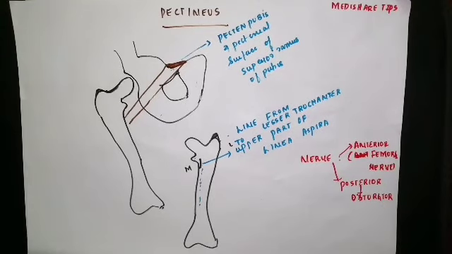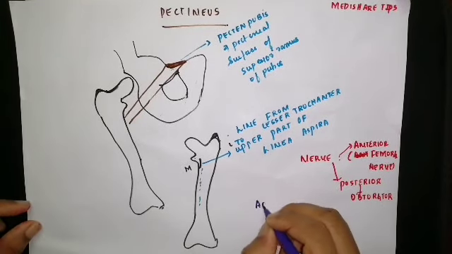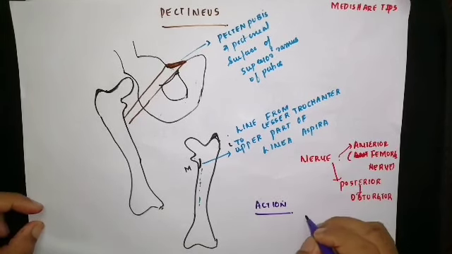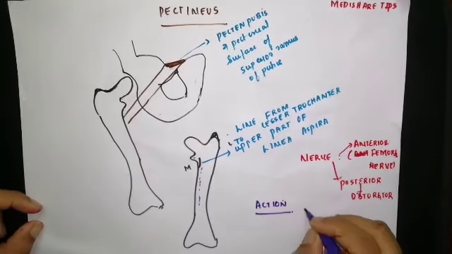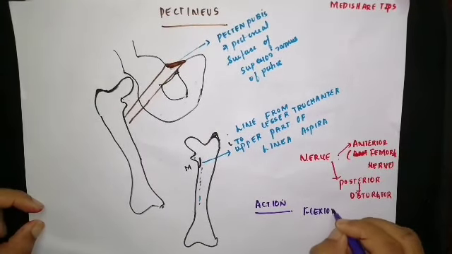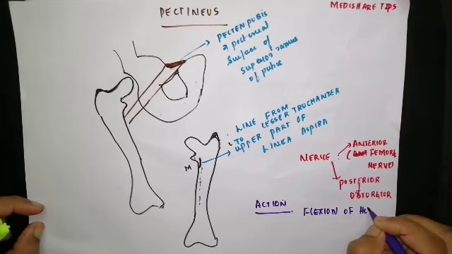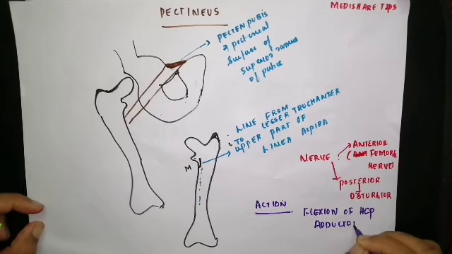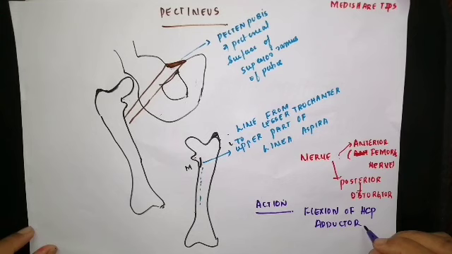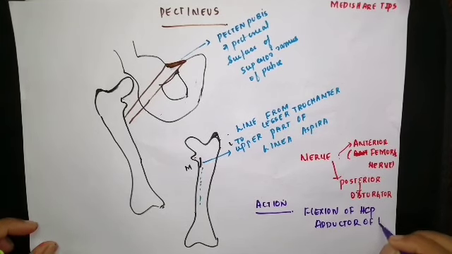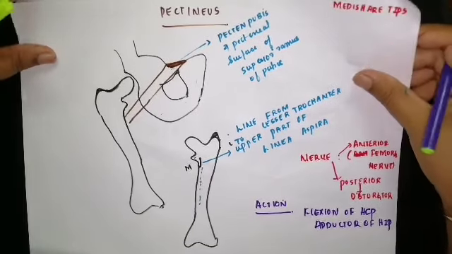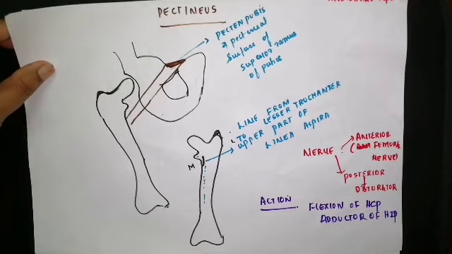Now what is the action of this muscle? The main action is flexion of the hip. It carries out flexion of the hip, and it is also an adductor. Being a muscle of the adductor compartment, it also helps in adduction of the hip. The main actions are flexion and adduction of the hip. So that's all about the pectineus muscle. This is one of the muscles which forms the superficial stratum.